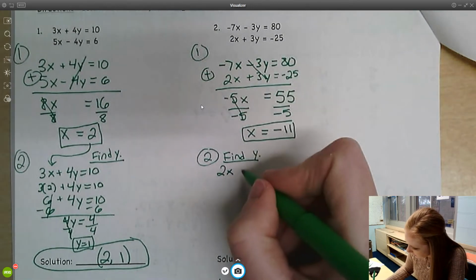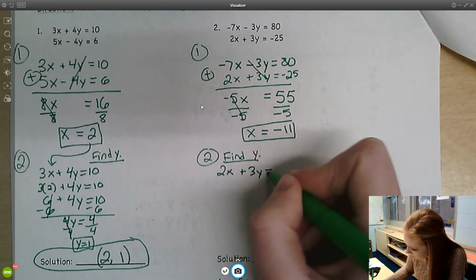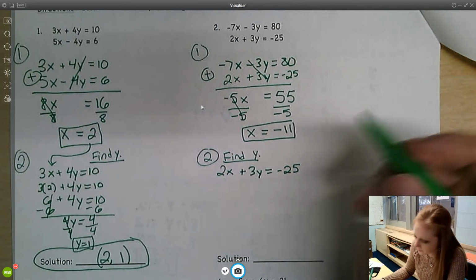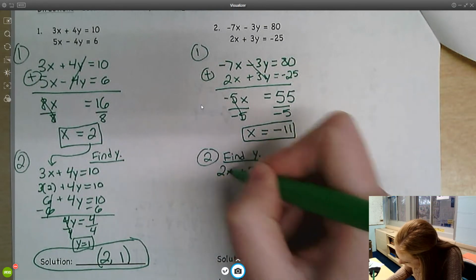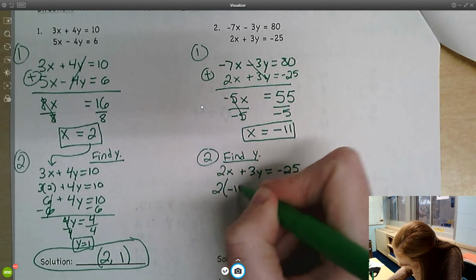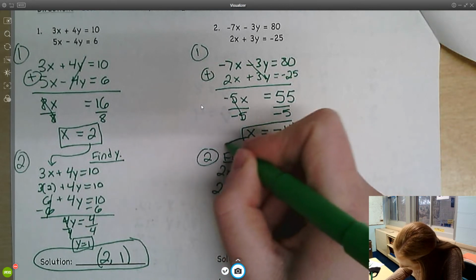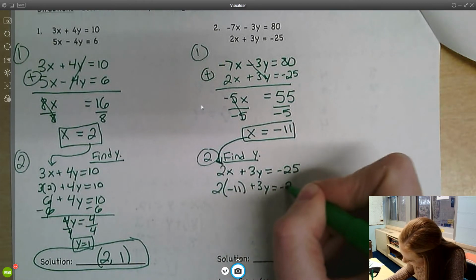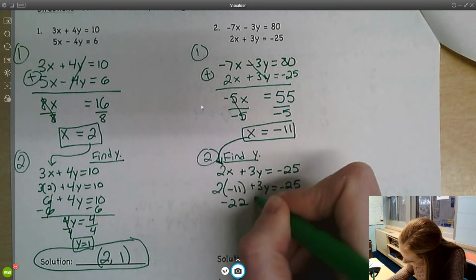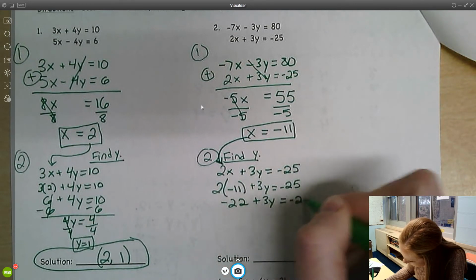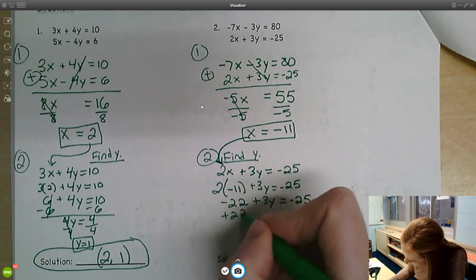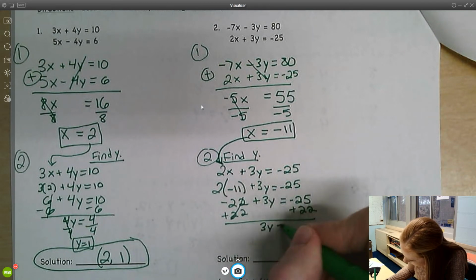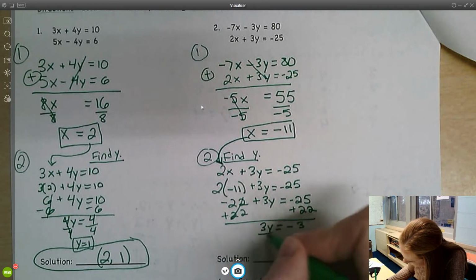All right, so I'm going to rewrite my second equation because, again, I just try to stay away from negatives personally, even though there's a negative 25 there. Doesn't matter which one you use. Take your x is negative 11, plug that in, and then you'll solve for y. So negative 22 plus 3y equals negative 25. You will add 22 on both sides. You end up with 3y equals negative 3.